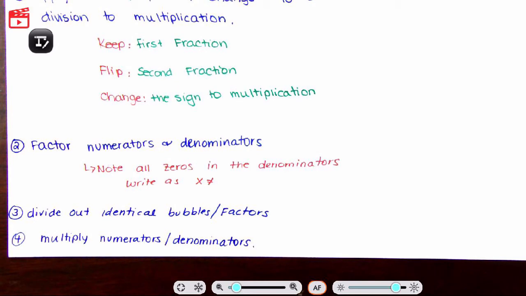It's read the directions. My rule in my class is always read the directions. If it tells you that you want it in expanded form, make sure you're multiplying everything out. If it's telling you leave your answer in factored form, then you leave your answer in factored form. All right. Let's do some examples.